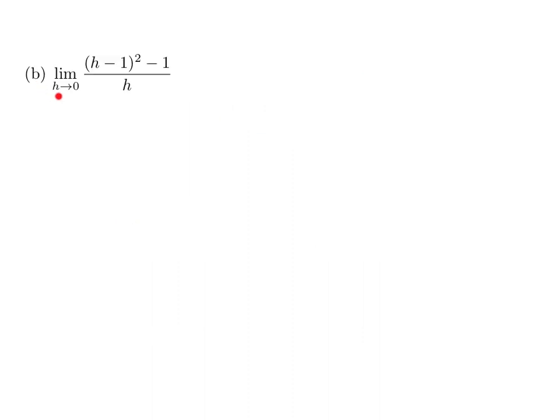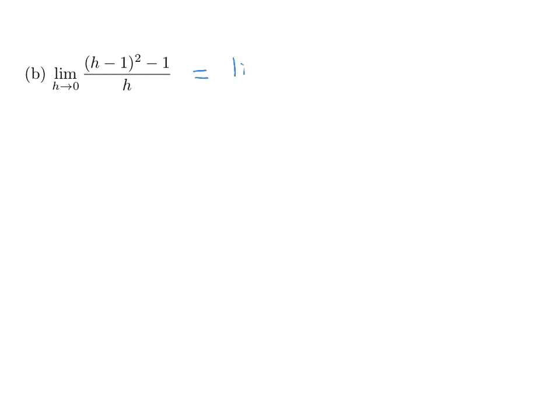In part B, we want to find the limit as h goes to 0 of (h minus 1) squared minus 1, all divided by h. Again, we cannot put 0 directly in place of h to get our answer because we'll be dividing by 0. So what I'll do is simplify this expression. Maybe we can cancel the factor of h. To start with, I'm going to expand the (h minus 1) squared.